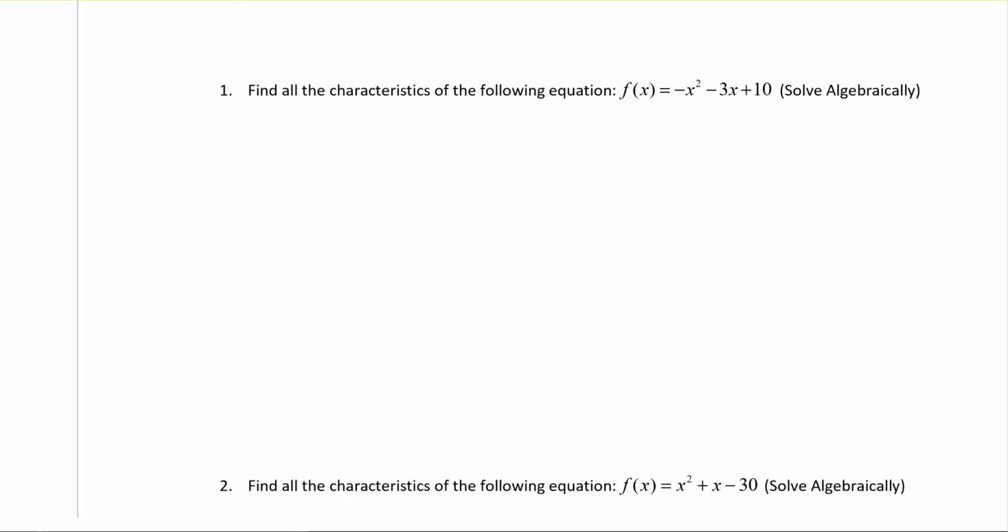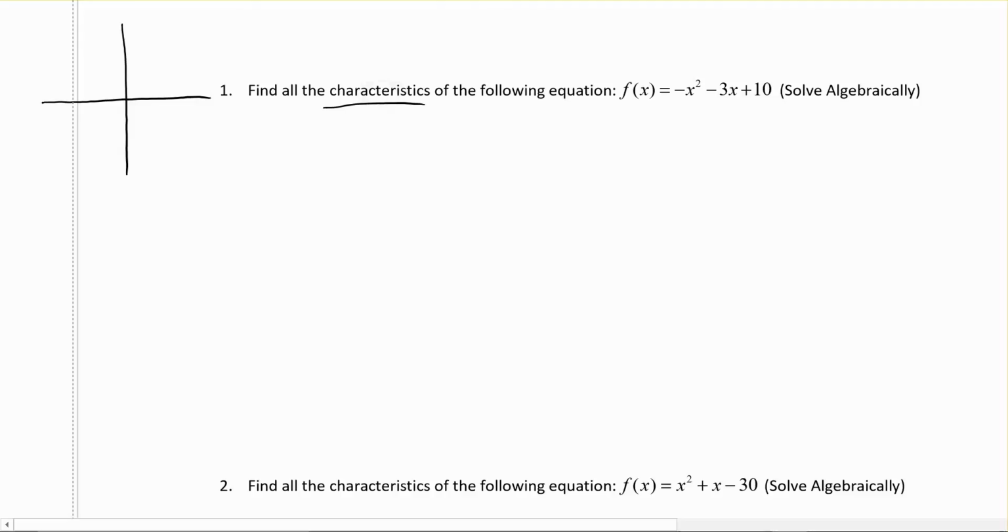Okay, welcome back. For these questions, it says find all the characteristics of the following equation. So what that means, characteristics, is really that if I graphed this thing and wanted to sketch it out, what are the valuable points? What are the points that are going to allow me to sketch this thing?